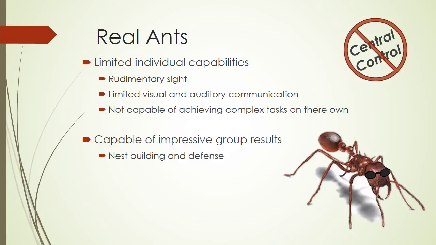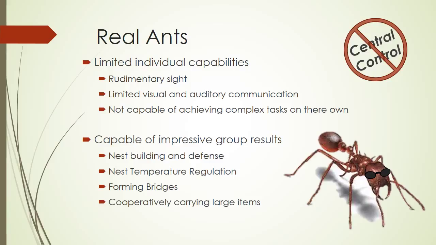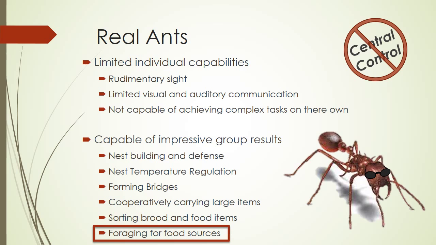They can build elaborate nests and defend those nests against large predators. They can regulate the internal temperature of their nests to within 1 degree Celsius. They can form living bridges. They can cooperatively carry very large items. And they can efficiently sort food. And last but not least, they forage for food sources. And this last point is the one that we're going to focus on today.